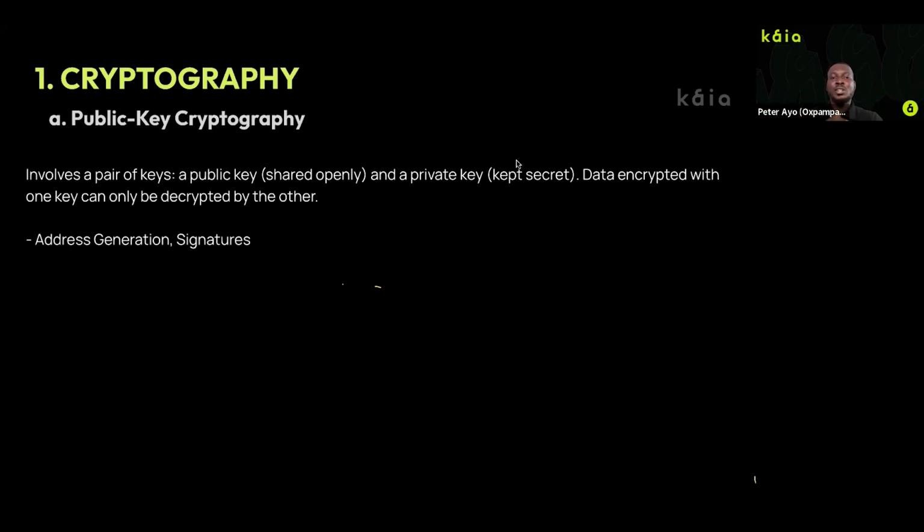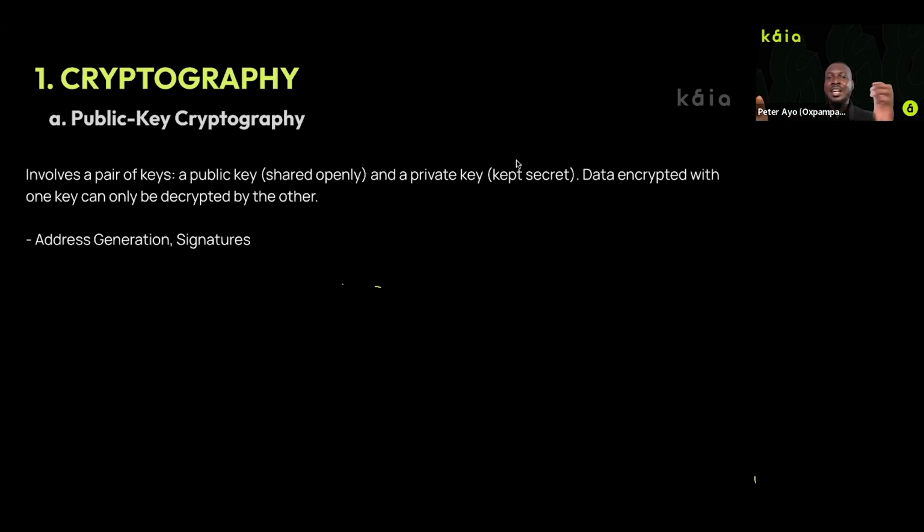The same thing applies in the concept of public key cryptography, which is how key pairs are generated on the blockchain, where we have a public key, which is used for your address generation, and your private key, which is used for signing data and basically initiating transactions on the blockchain.